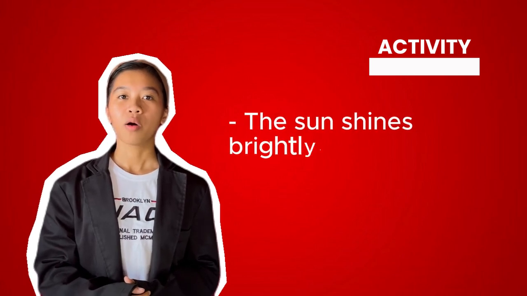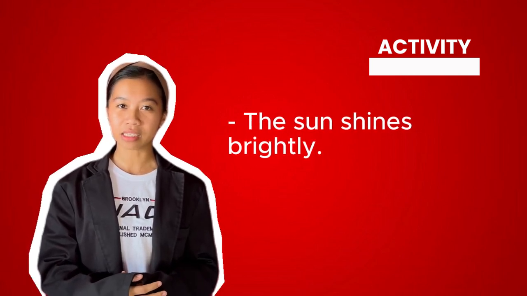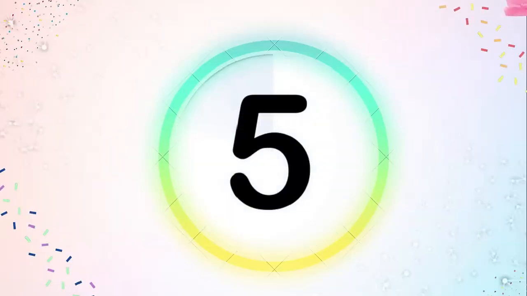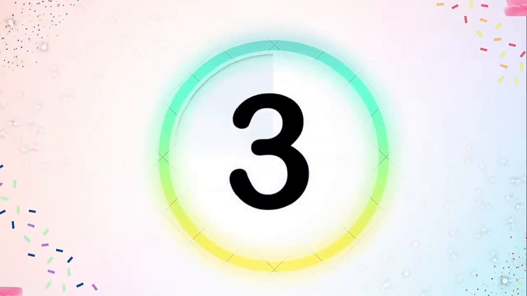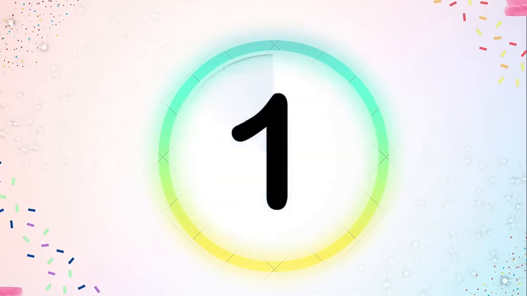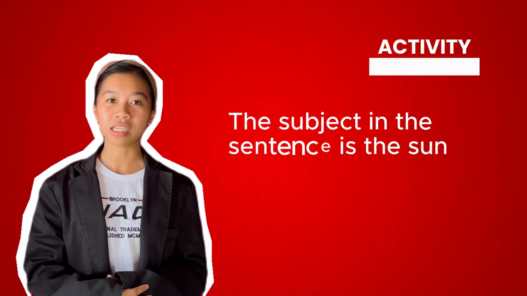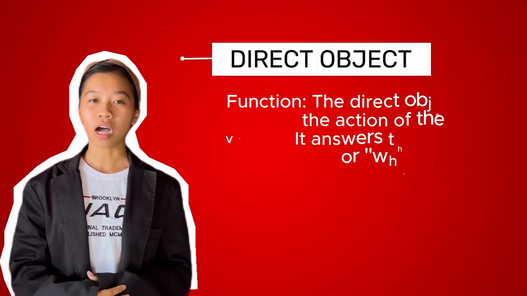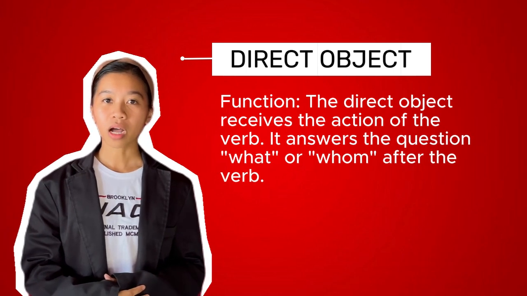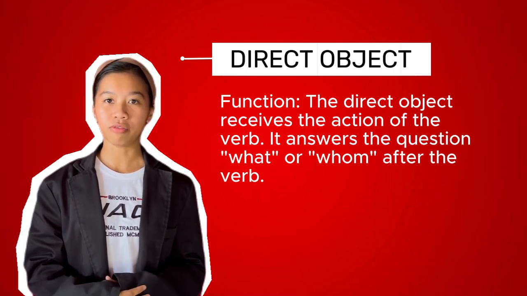Next, the sun shines brightly. What is the subject in the sentence? Okay, excellent. The subject in the sentence is the sun. Second function, direct object. The direct object receives the action of the verb.